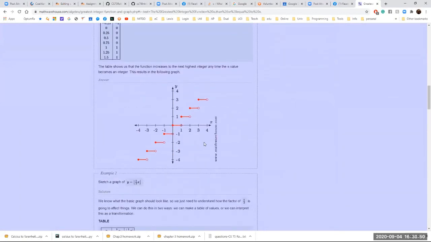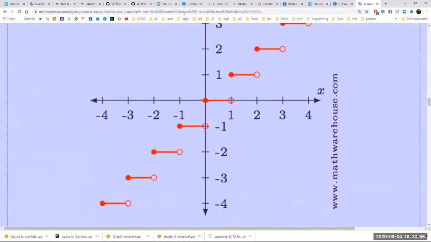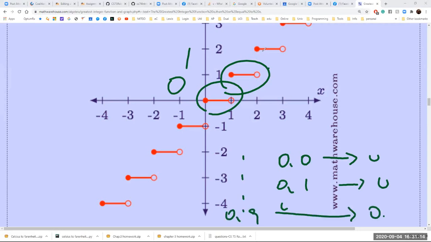So the chart would be like this one. So if your number is between 0 and 1, not including 1, okay? This whole thing is actually 0. From 1 to 2, not including 2, it actually is 1. Okay, so 0.0, that's 0. 0.1, that's 0. Go all the way to 0.9, that's still 0. Okay, 1.0, it becomes 1. Okay, let's go greatest integer function. Greatest integer function means the greatest integer that is smaller or equal than you. Okay, and then this one we call the floor.